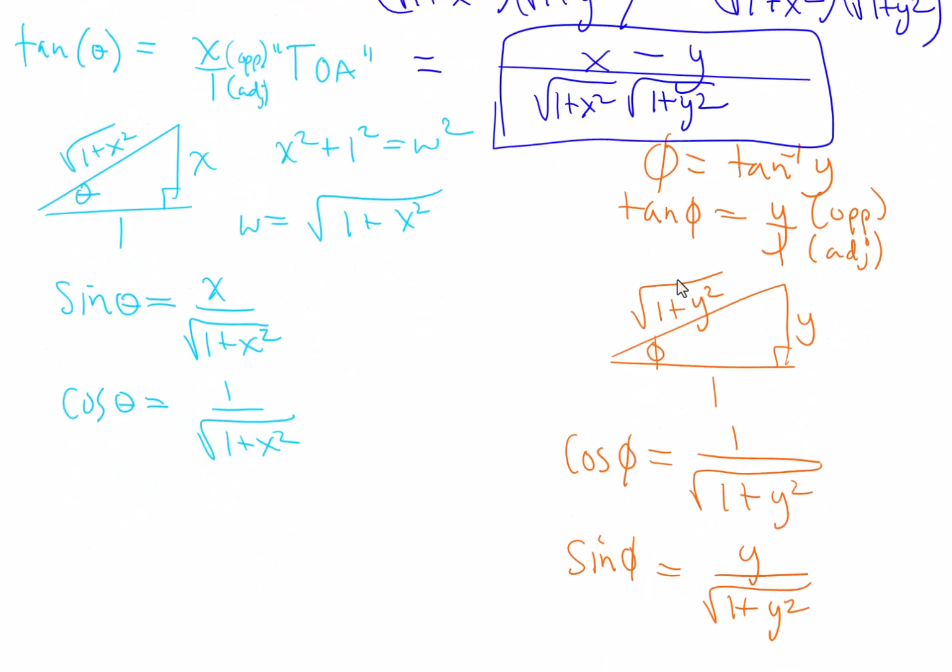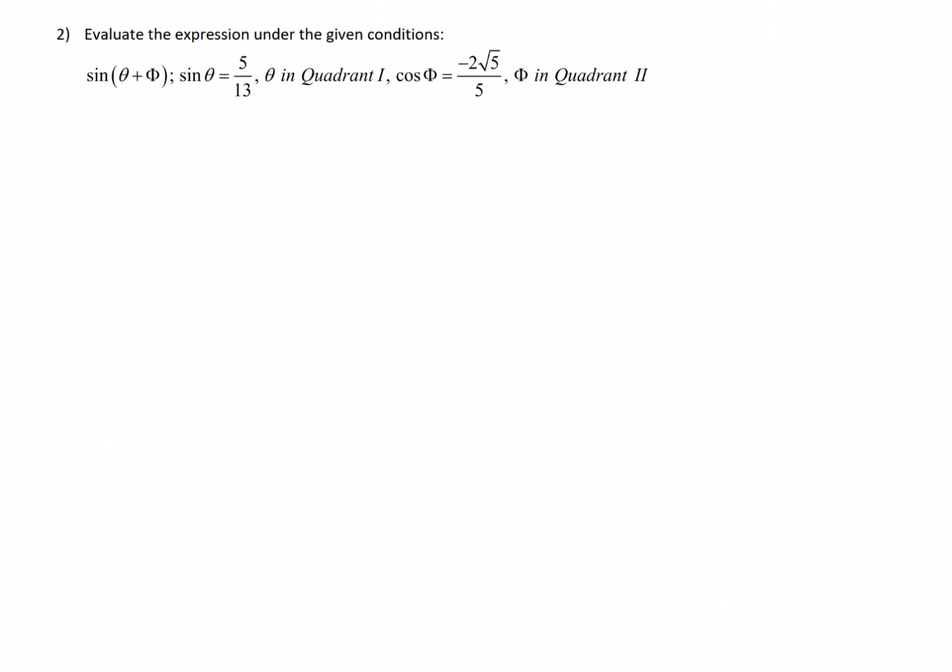Okay, let's move on and try another example. Our second example reads as follows. Evaluate the expression under the given conditions. Now the expression given is sine of theta plus phi. And then the conditions given for it are sine theta equals 5 over 13, theta is in quadrant 1, cosine phi is the fraction negative 2 square root of 5 over 5, and phi is in quadrant 2.